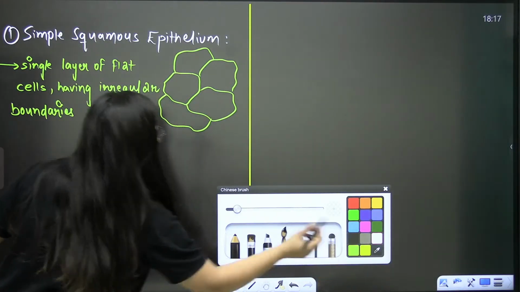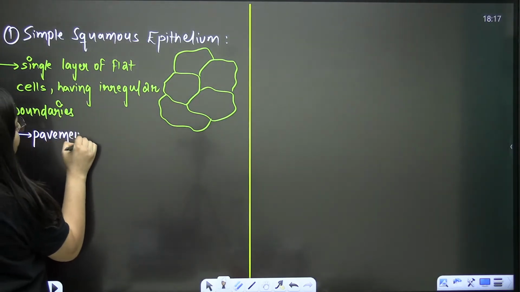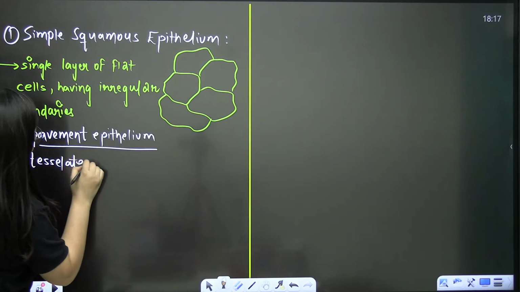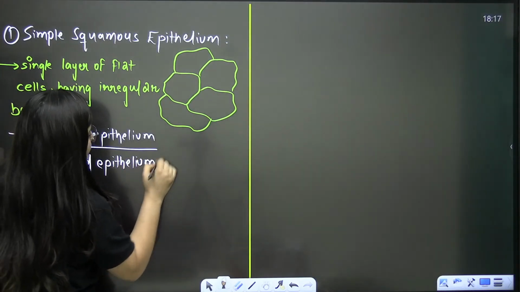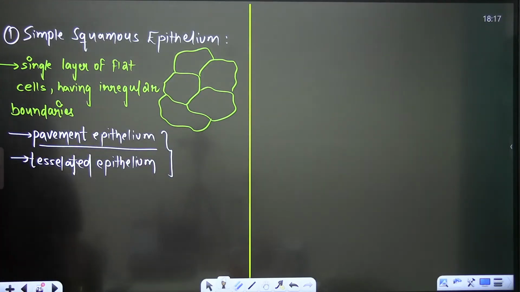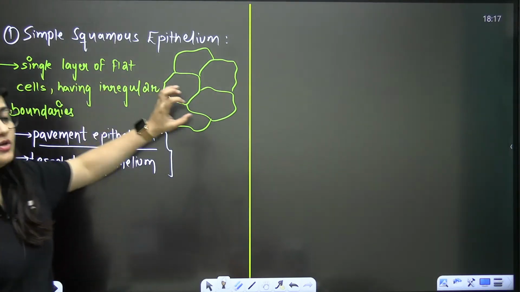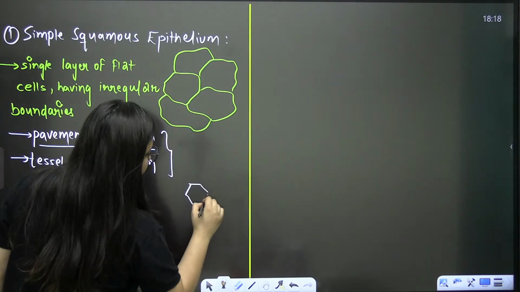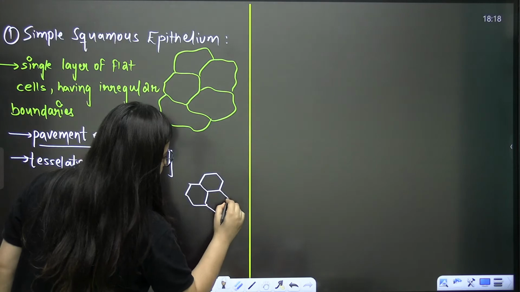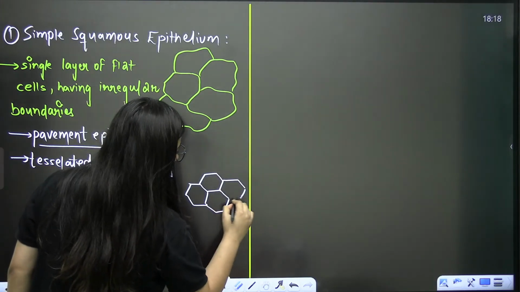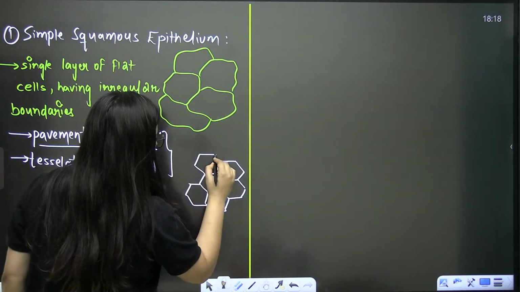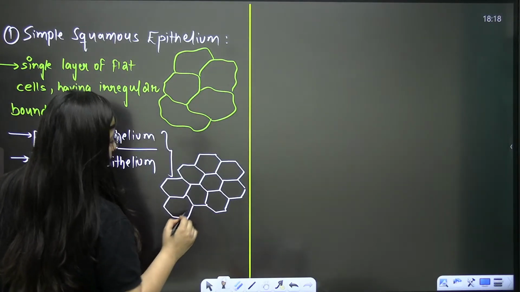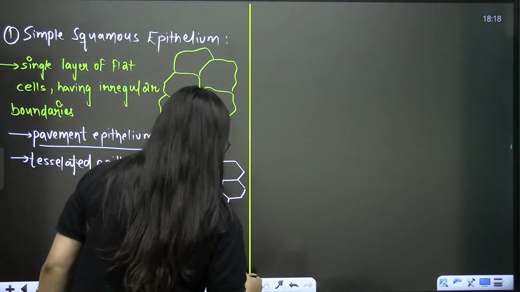As I said, we also use another word: pavement epithelium or tessellated epithelium, because of its irregular shape. Where will you find it? Wherever the maximum diffusion is there. I think even in 9th class this topic is included. Sometimes you will see some polyhedral cells also.